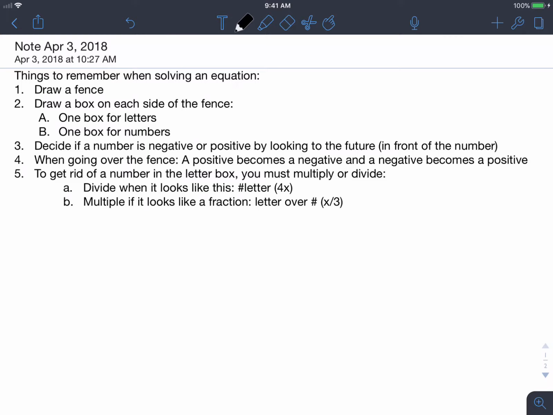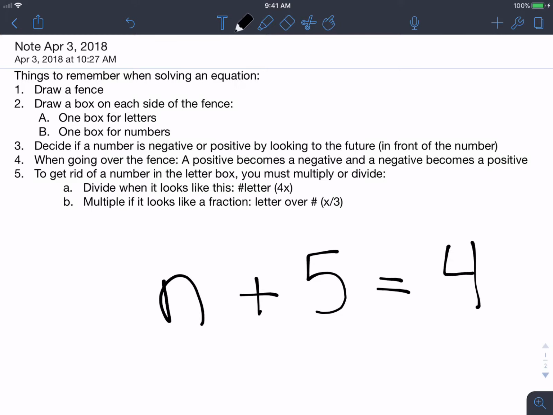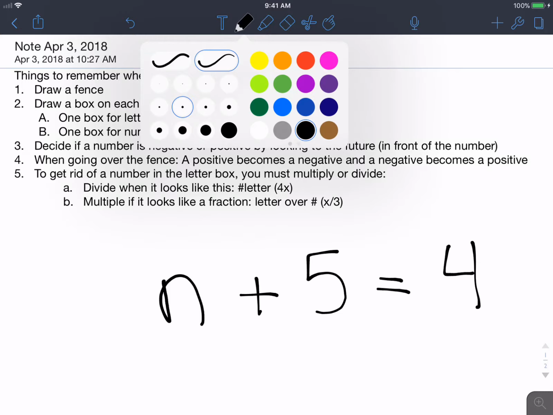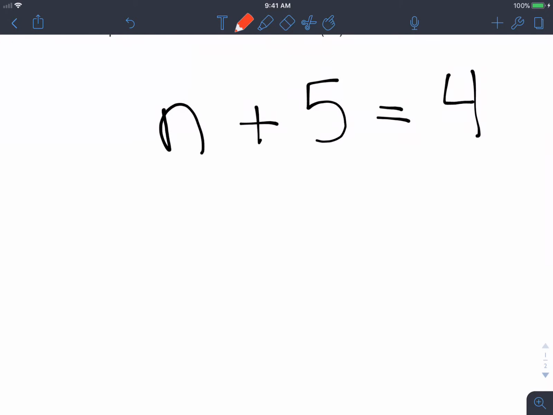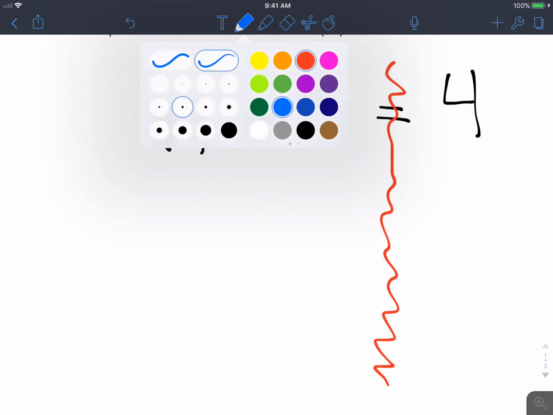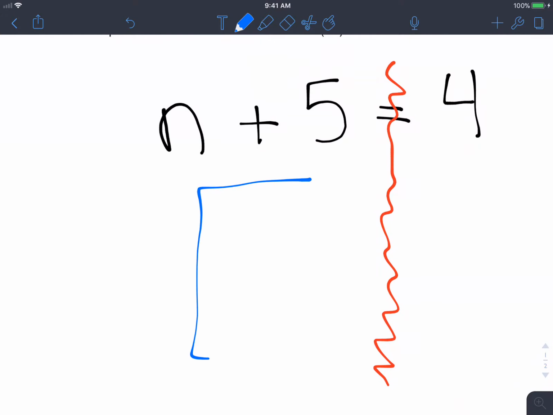So we're going to go ahead and take a look at a couple of examples. My first example is going to be n plus 5 equals 4. I do realize that you probably can do this one in your head, but we're going to get used to going through these steps, so when we get to multi-step or two-step equations, we're pretty good with it. So the first thing I need to do is draw my fence. There's my fence. So I separated the two sides, and then I'm going to put in two boxes.